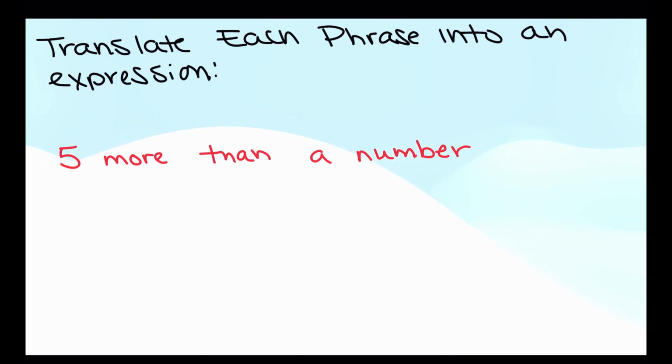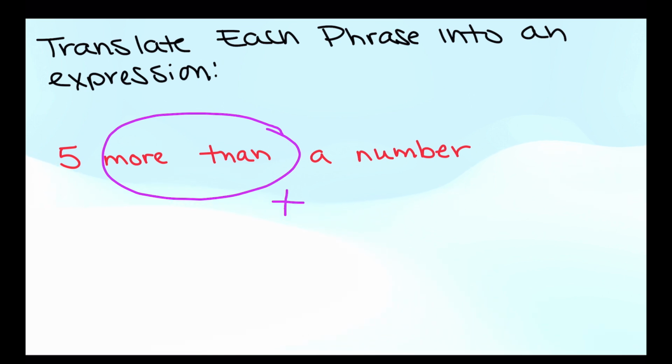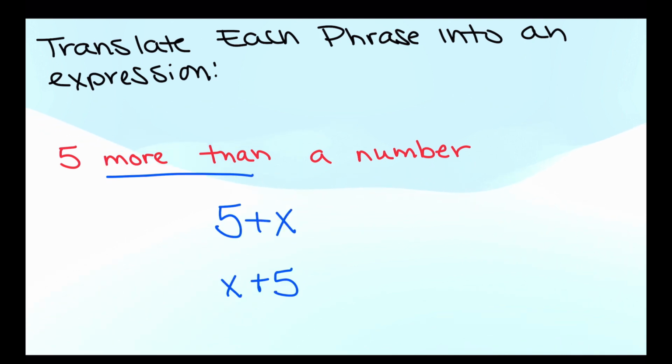5 more than a number. More than means addition. So this means we're taking our variable, our number, and we're adding 5 to it. With addition, the order that you write those terms actually doesn't matter. So you could write this as 5 plus x or x plus 5. Both answers are correct and give us the same information. 5 more than means we're adding 5 to our variable.